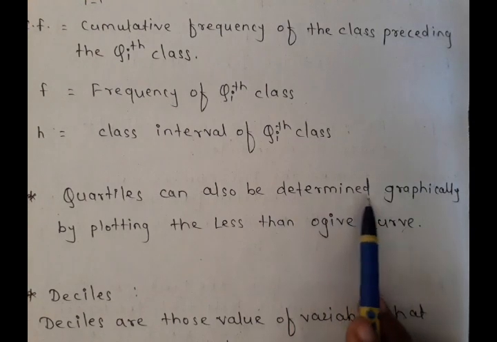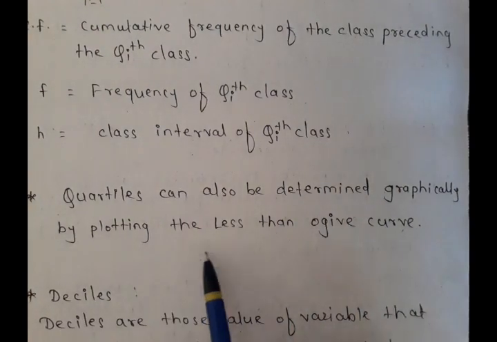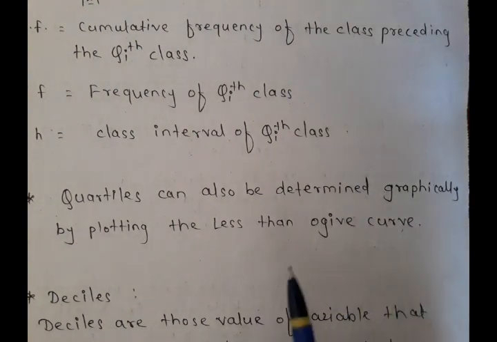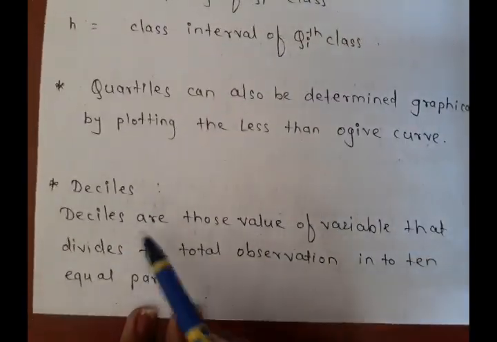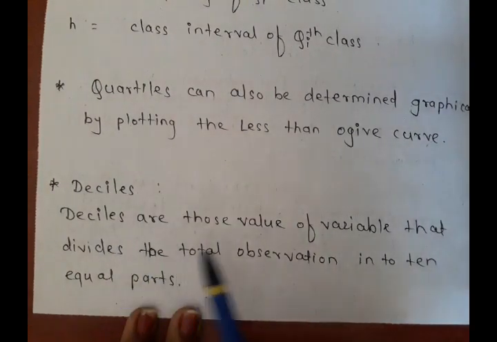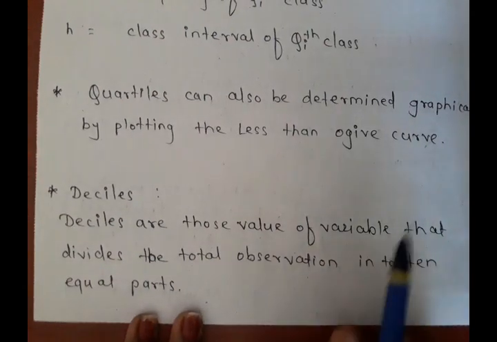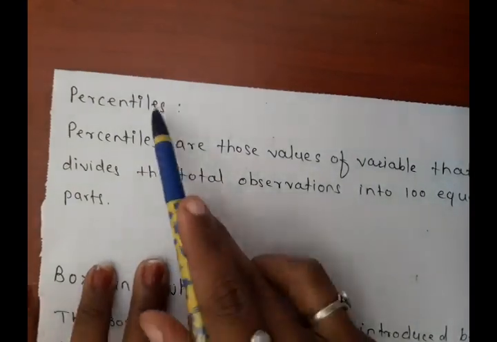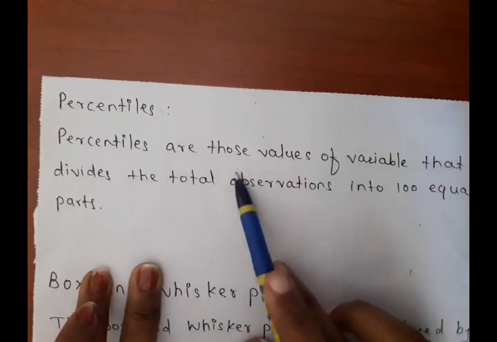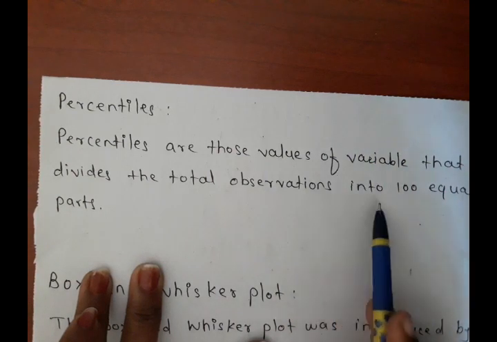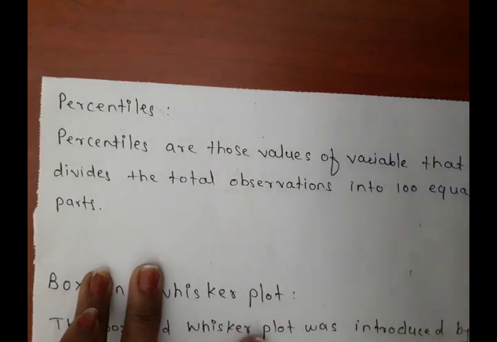Quartiles can also be determined graphically by plotting the less than ogive curve, which we discussed in last chapter. Next point is the deciles. Deciles are those values of variable that divide the total observation into 10 equal parts. Next, percentiles. Percentiles are those values of variable that divides the total observation into 100 equal parts.